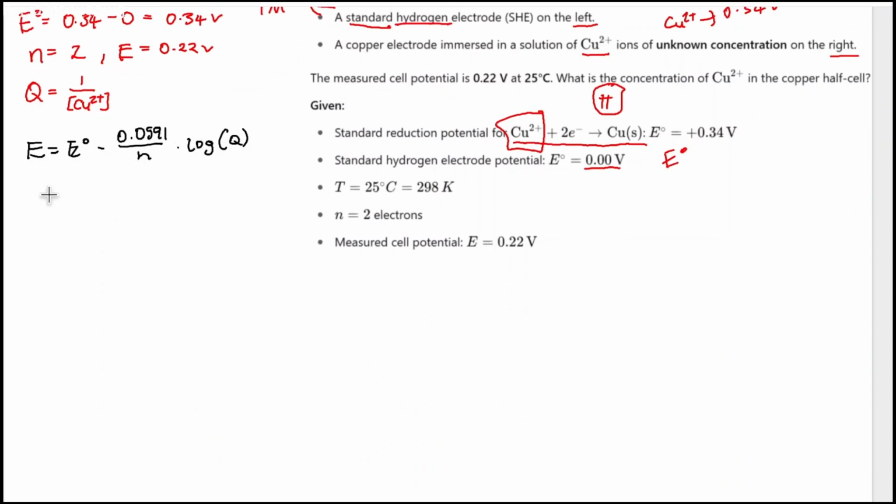And we don't know the Q, so we plug everything that we do know in. 0.22 volts is equal to the standard, 0.34 volts, minus 0.0591 over n, and we know that n is equal to 2, so over 2 times log of 1 over question mark, what we're looking for.